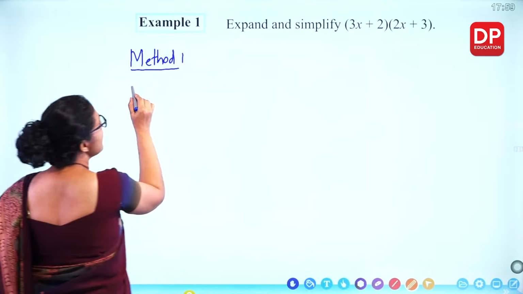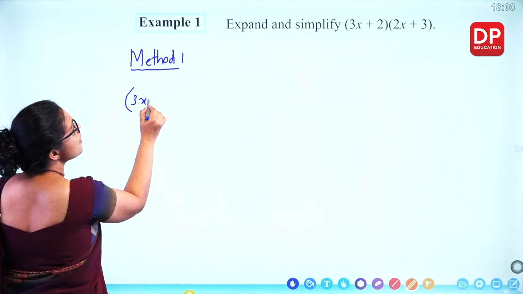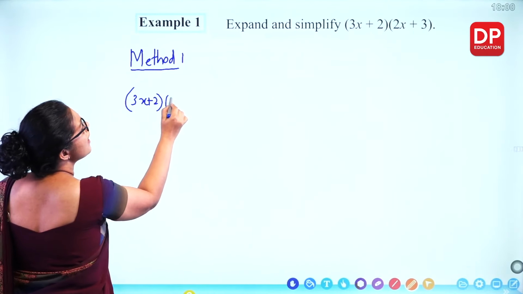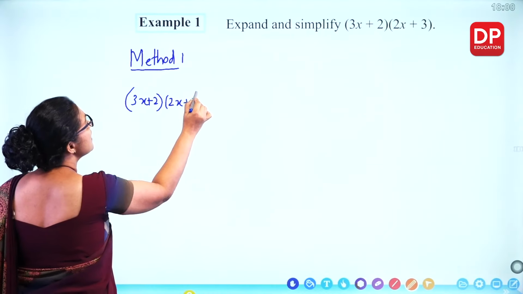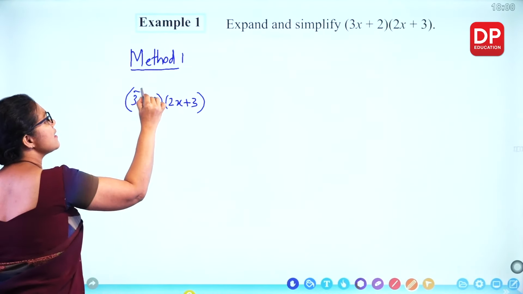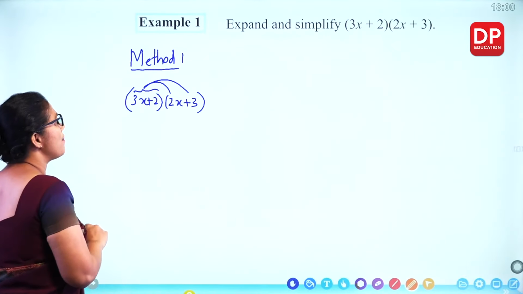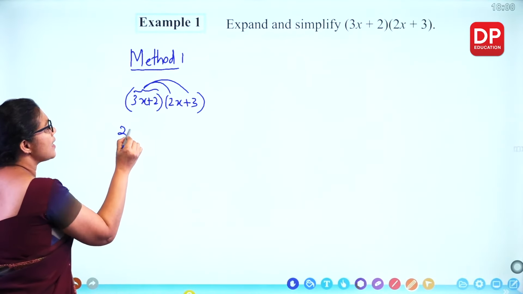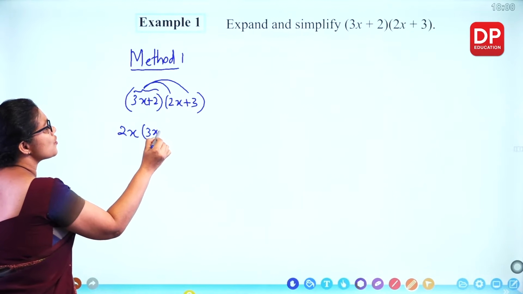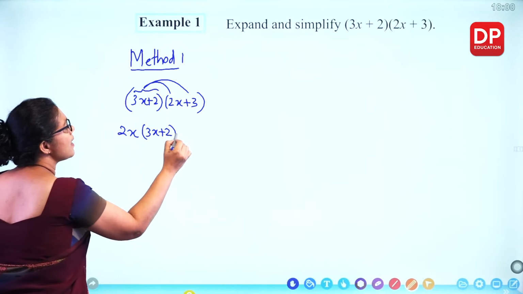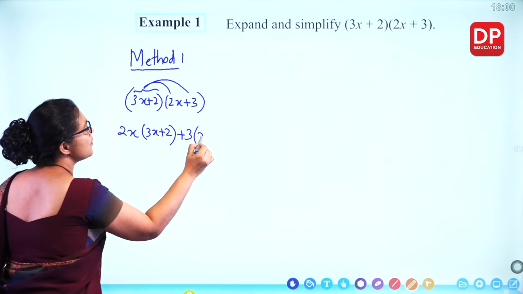So here we'll take the same question, 3x plus 2, 2x plus 3. What's the first method that you already know? Take this expression as 1 and multiply with the other 2 numbers. So you can write 2x with 3x plus 2 and plus 3 with 3x plus 2.